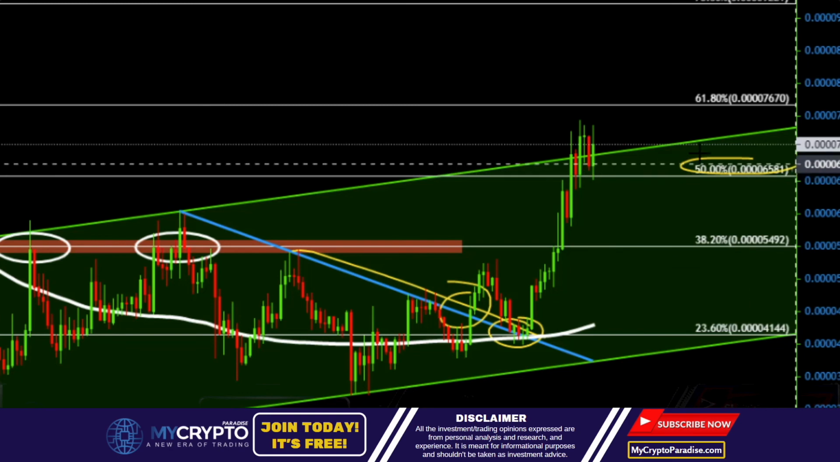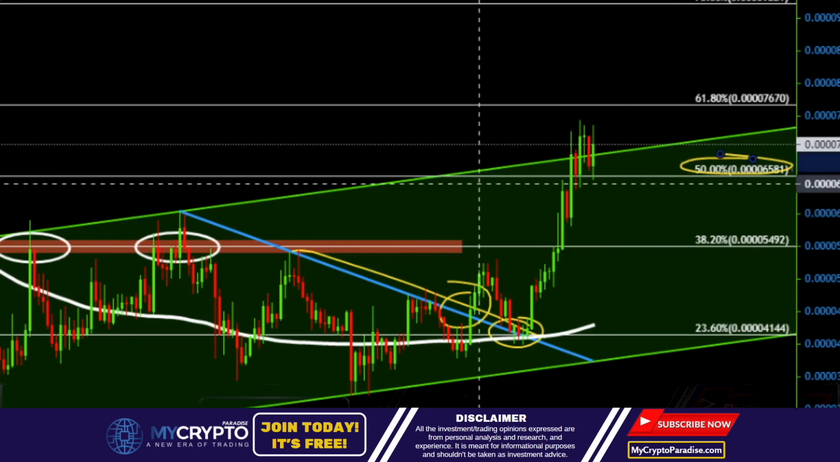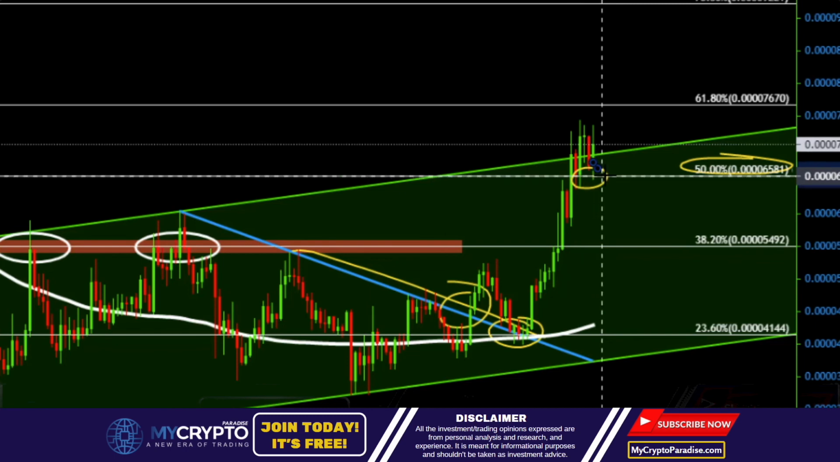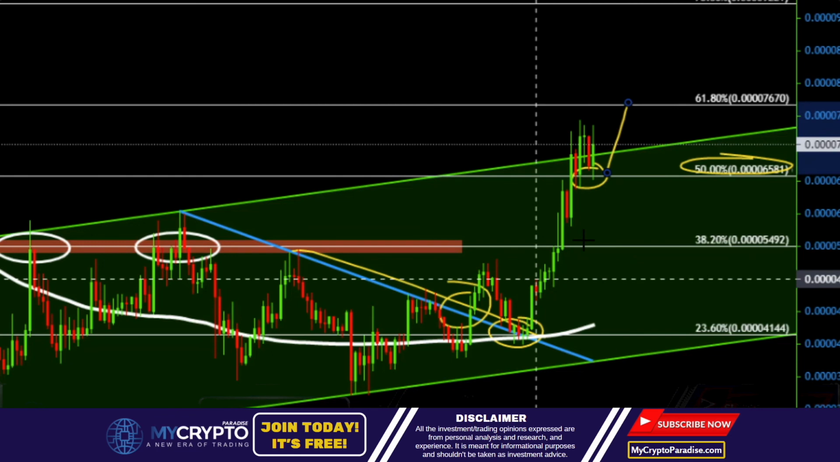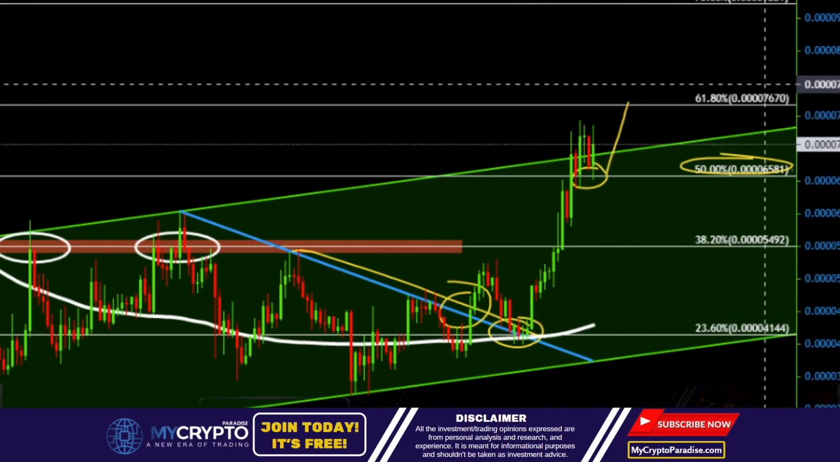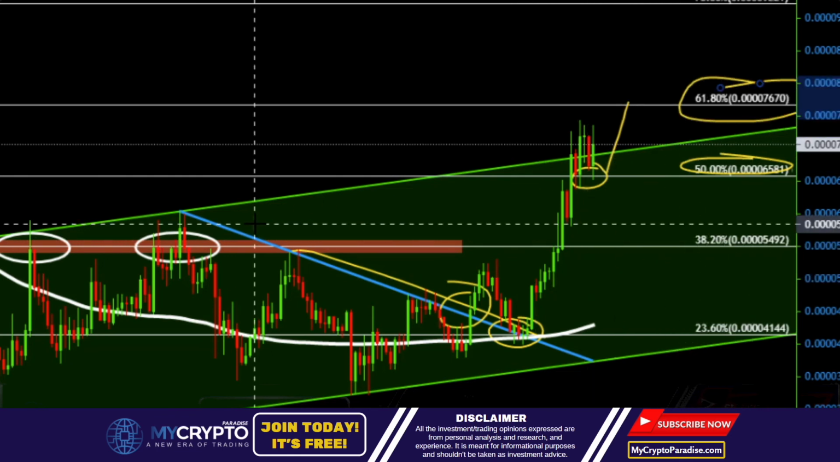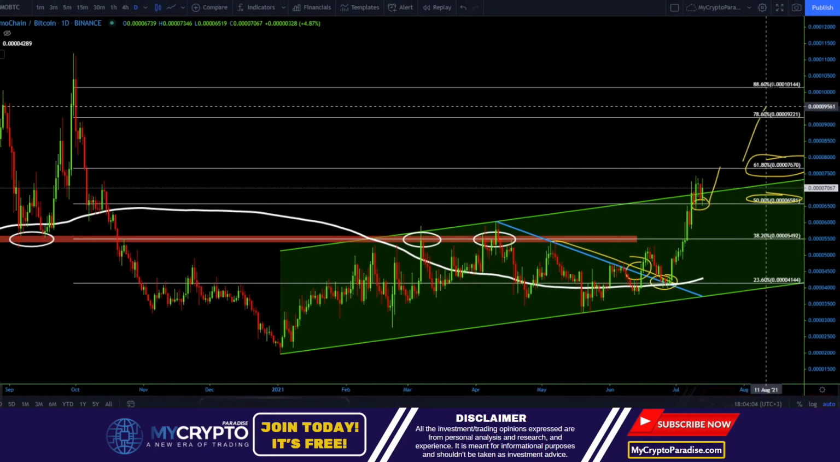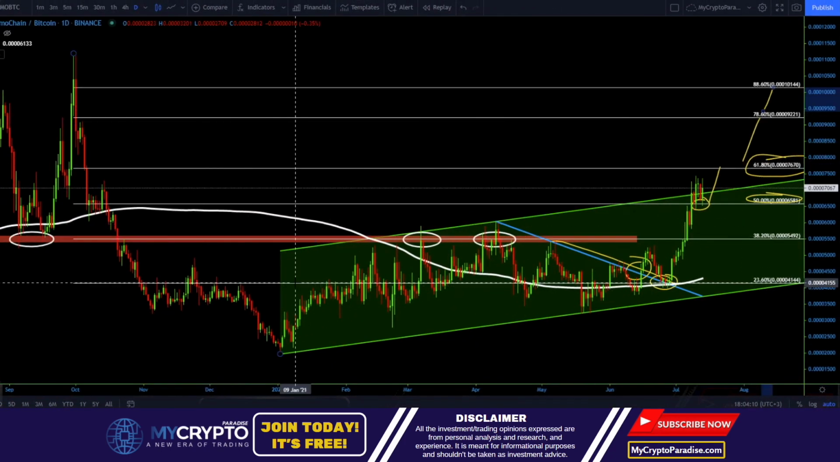Currently 50% Fibs at 6,580 satoshis is acting as the support, and as long as daily closing price is above this support area, we should expect yet another wave to an upside with the nearest resistance at 7,670 satoshis. And perhaps if we break it, the room for growth will remain very strong.